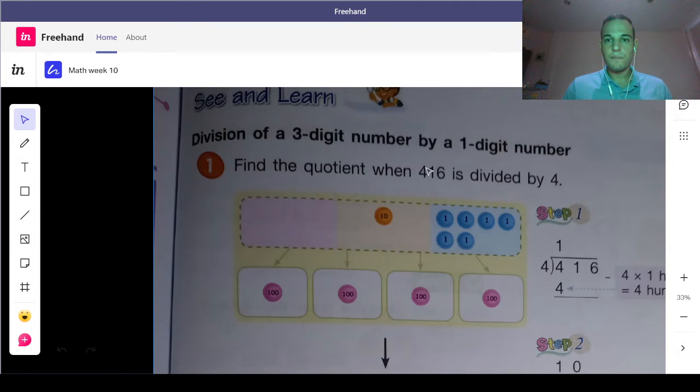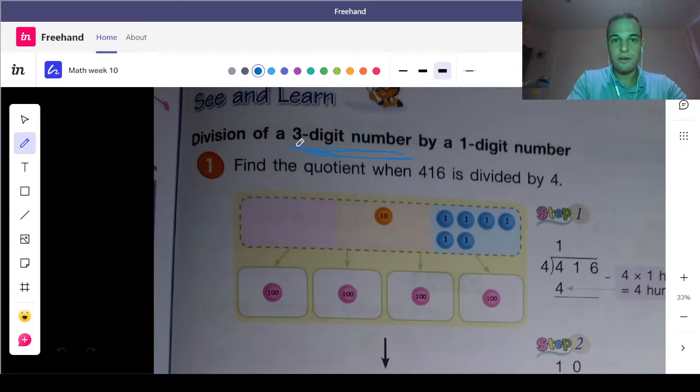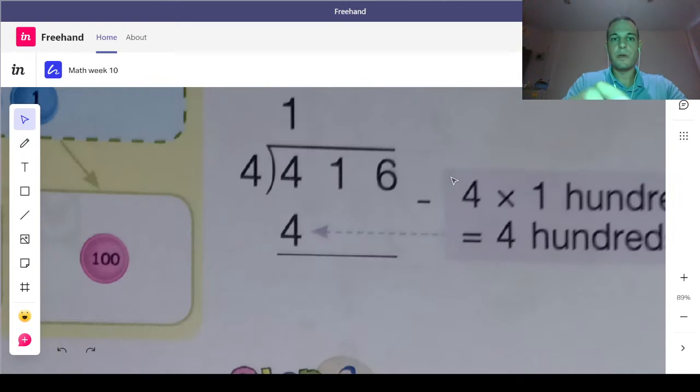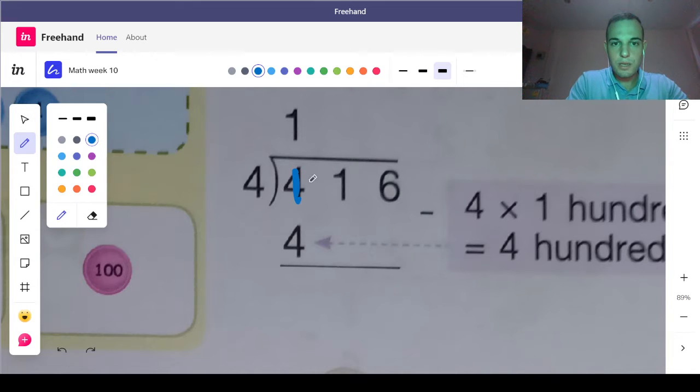Let's get started with division of a 3-digit number. So this is when it gets intense. This is the new stuff you never saw before. Or maybe you did, I don't know. But this is going to be a bit harder. So it means a 3-digit number divided by a 1-digit number. So it looks something like this. We have 3 digits: 1, 2, 3 digits.